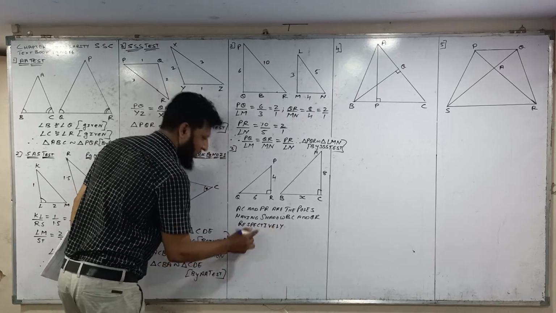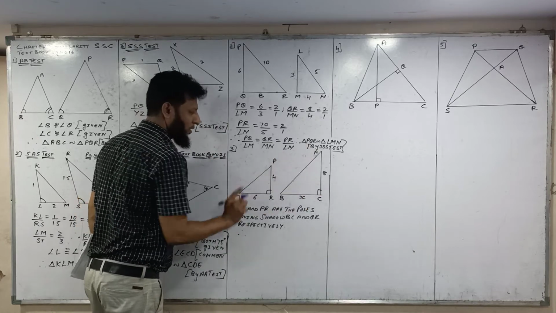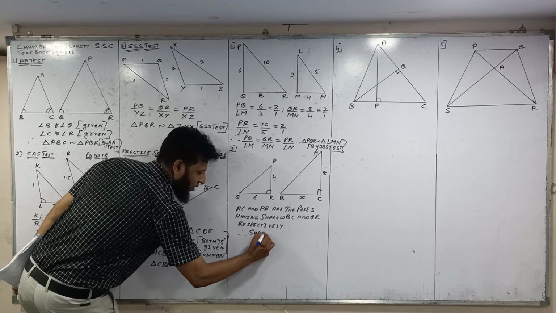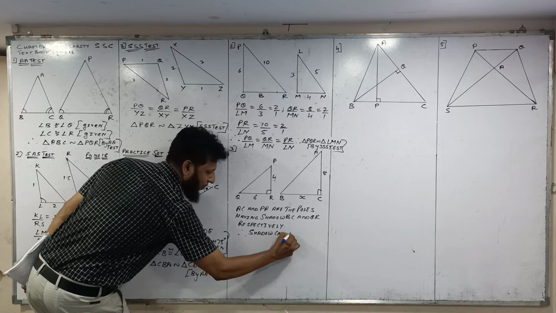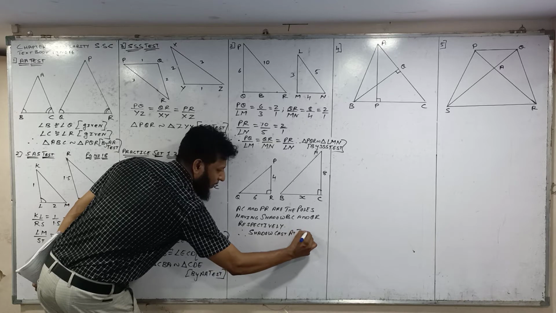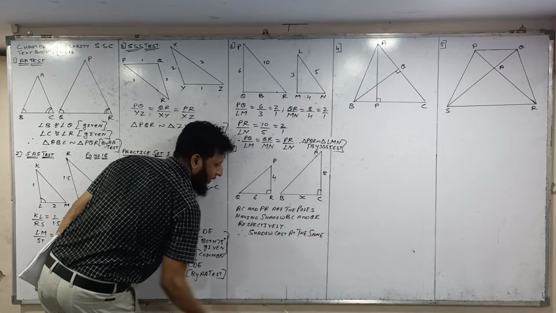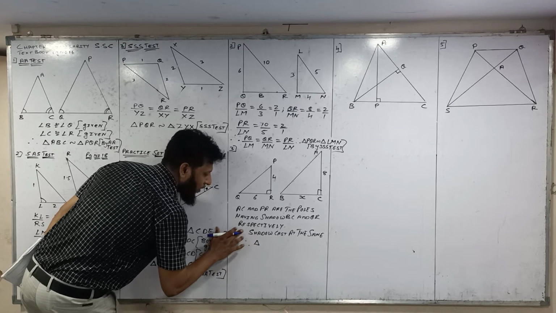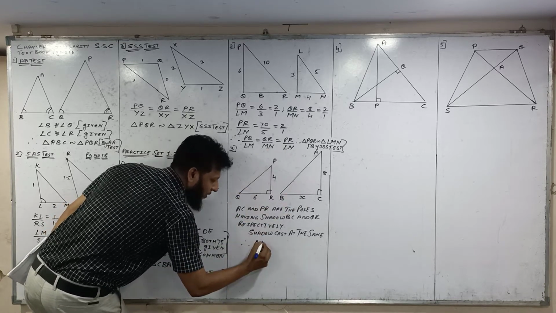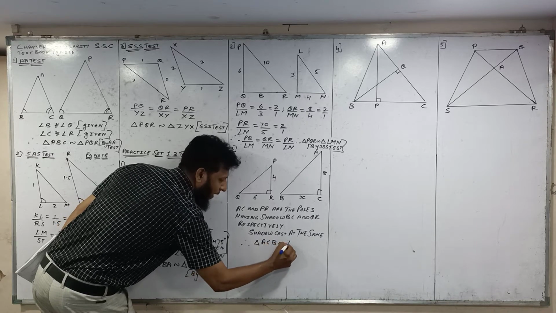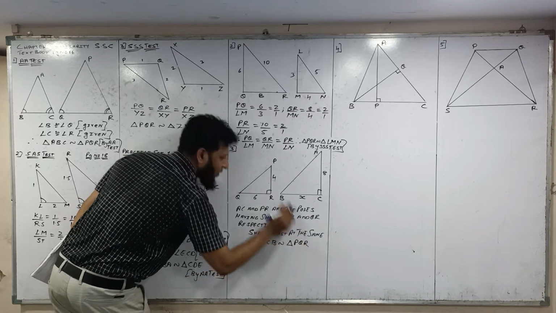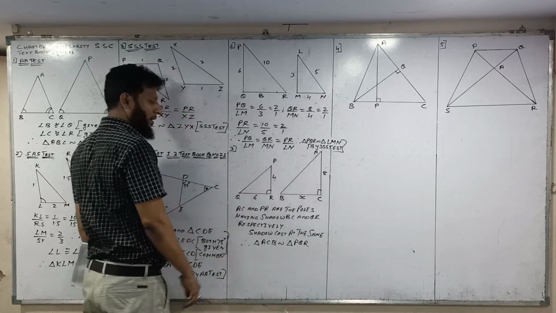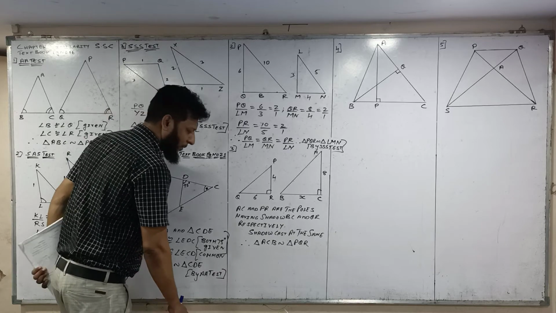Therefore, see this pole and this shadow, this pole and this shadow, shadows cast at the same time. Therefore, these triangles will be similar. Which triangle? Triangle ACB is similar to triangle PRQ. Remember this, if this is a pole and shadow, the triangles formed by them are always similar if the shadows are cast at the same time.